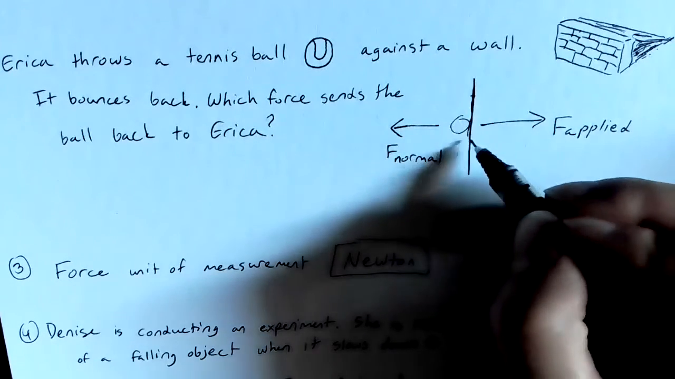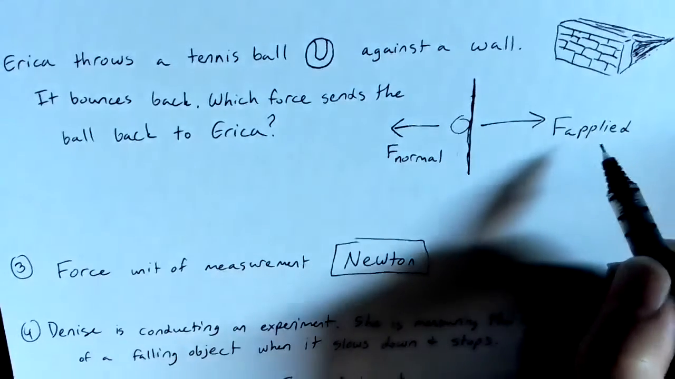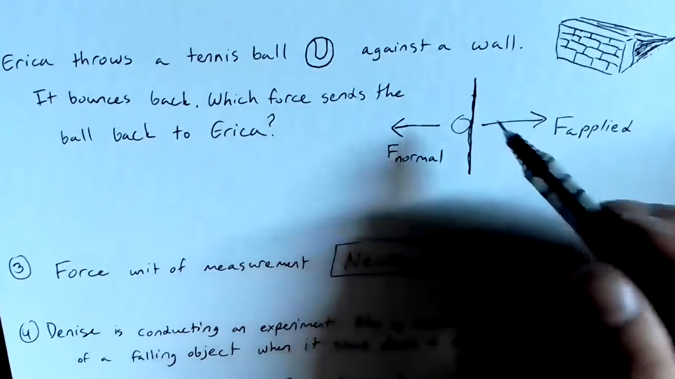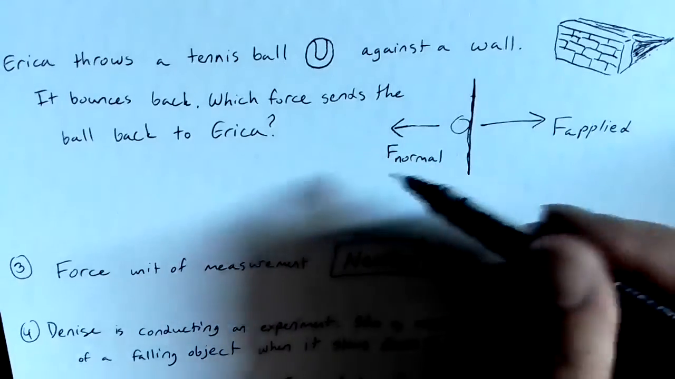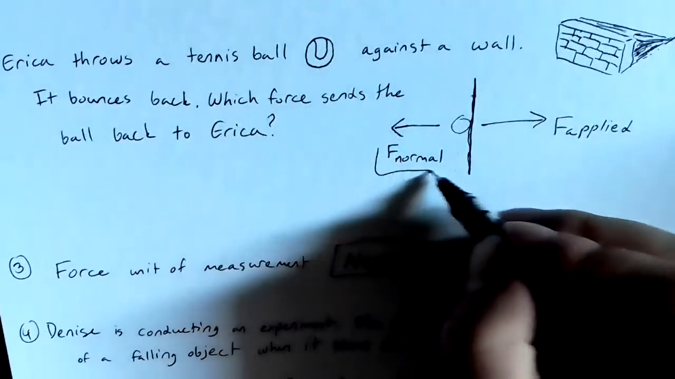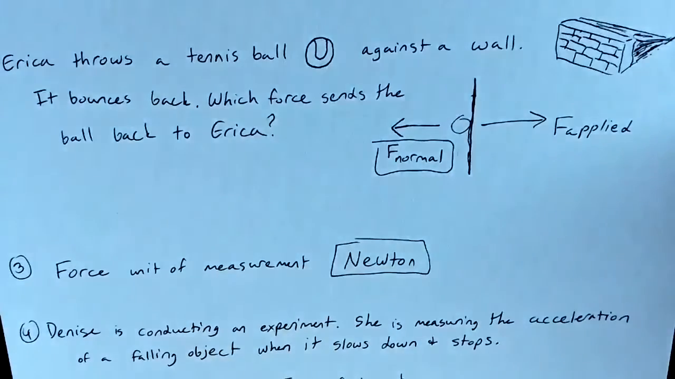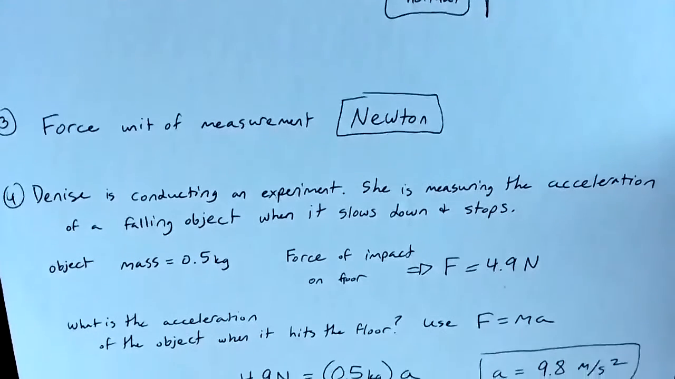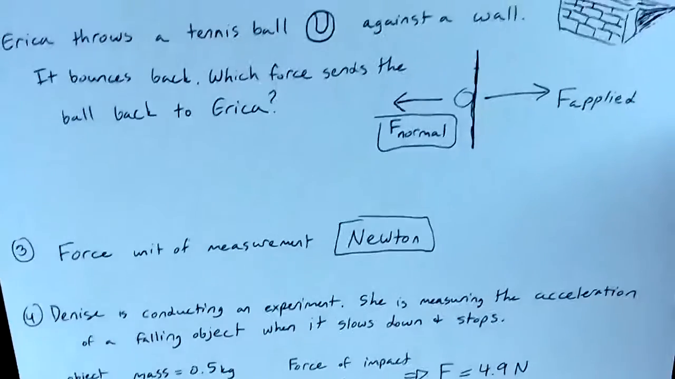So the equal and opposite force would be the normal force from the wall. See, that's the wall. She threw it this way, and it's going to bounce off the wall with the force going in the opposite direction. Okay. Did you get that one?